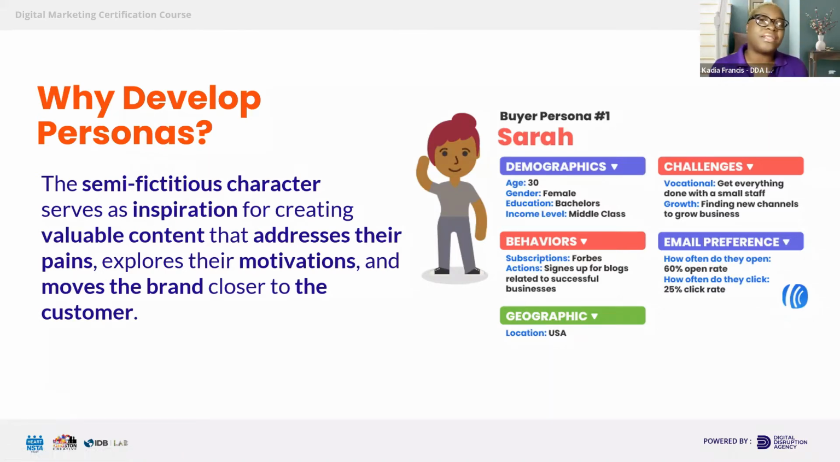So you're creating a fictitious character that serves as inspiration for creating the type of content that you need to create to address whatever their issues are, or to create a solution that addresses whatever their issues are. So what you want to do is explore what motivates them, and moves the brand closer to the customer. Because what you want to say to this particular person is, this is where you need to be. This is the product you need to get for this particular problem, because for this reason or that reason, right?